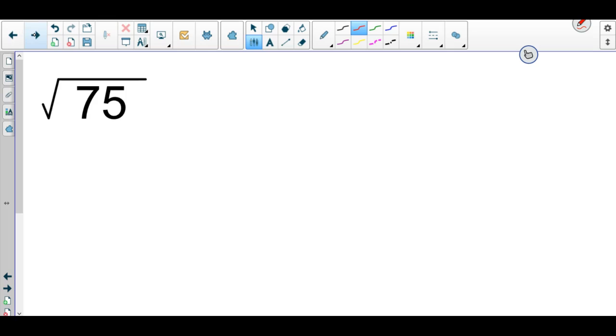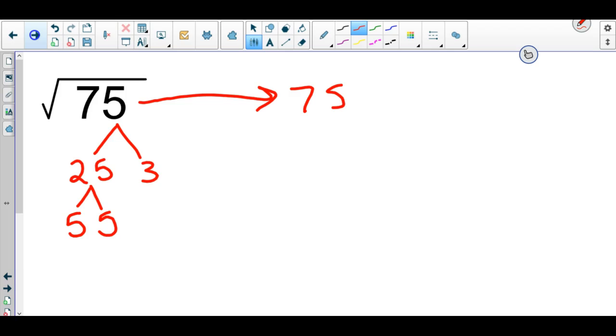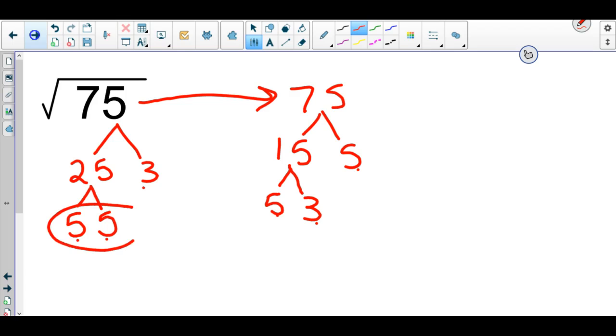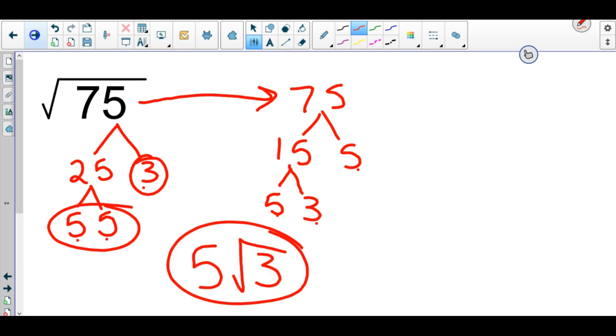Let's look at a few more examples. We have 75. 25 times 3, and then 5 times 5. It doesn't matter what route you choose to do this factor tree. You could have done 75 is 15 times 5, and then 5 times 3. Either way, you're going to get 5, 5, and 3. The order might be a little different, but the numbers are all there. So, a pair of 5s brings a 5 outside the radical. 3 stays in. So 5 root 3 is our simplified version there.